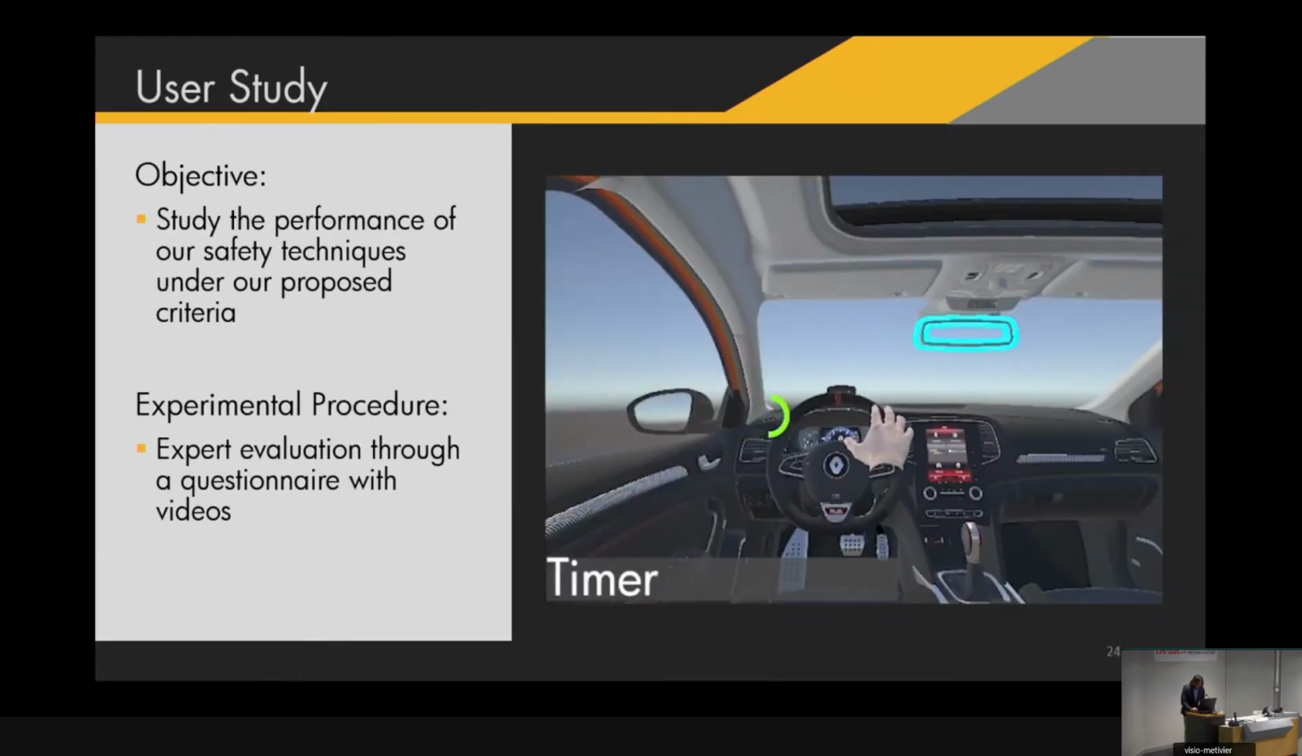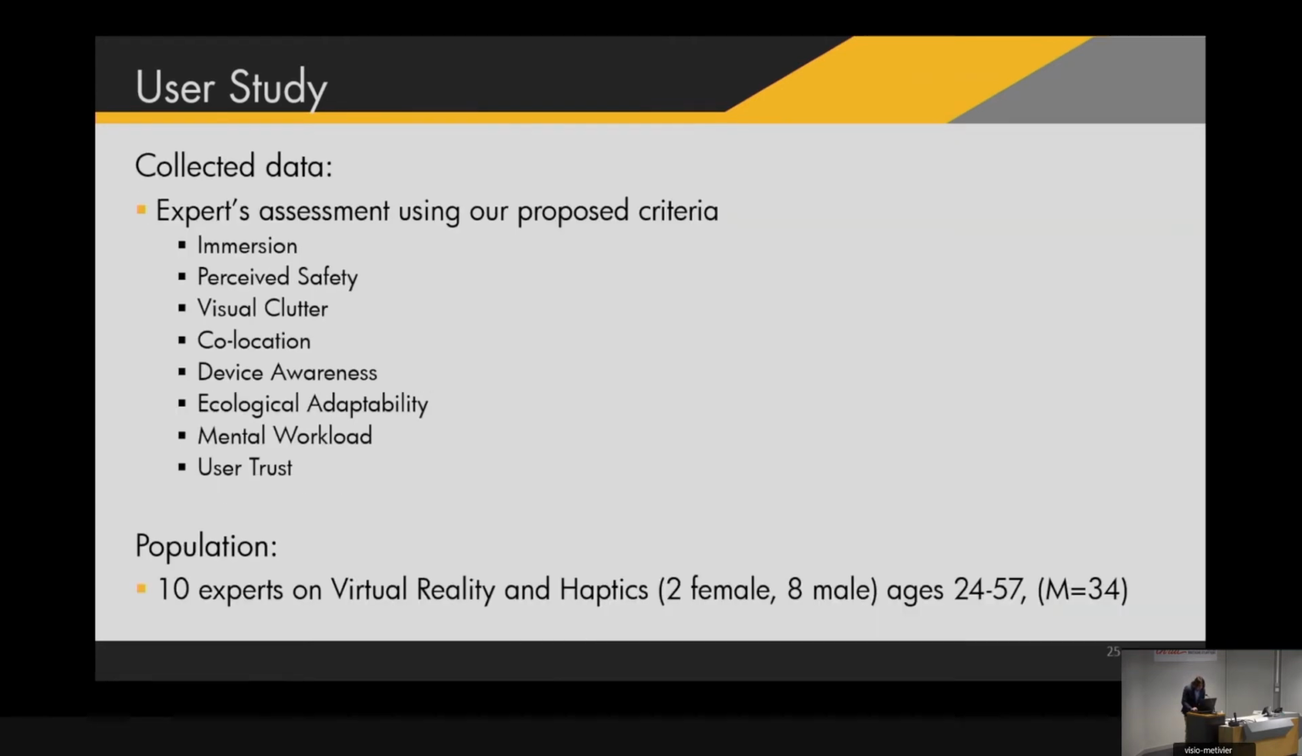So we created a user study with the objective of studying the performance of our safety techniques under the criteria that I previously mentioned. And for this, we ran an expert evaluation through a questionnaire with videos, such as the one we see here. For instance, this is the timer technique. That is a signal, that is part of the signal group. And it displays the elapsed time for getting from one position to another. And the collected data were basically the expert responses for grading our criteria, as I previously mentioned. And we considered 10 experts on virtuality and haptics.